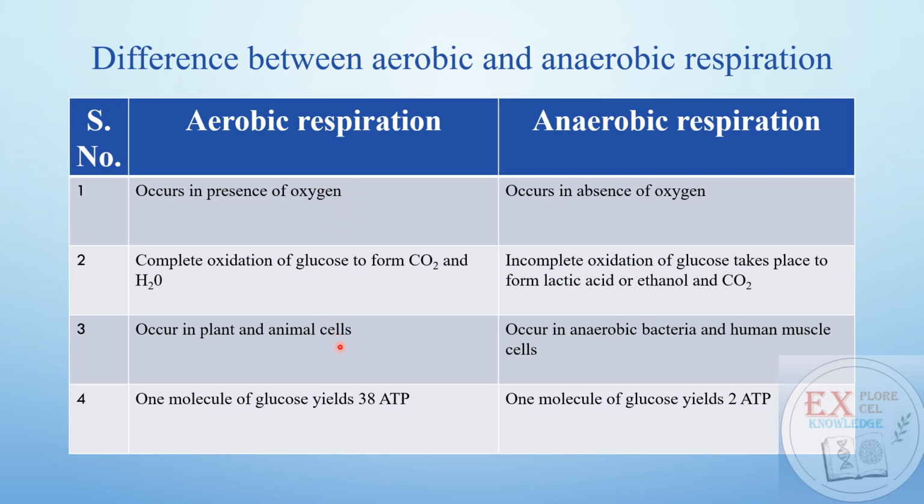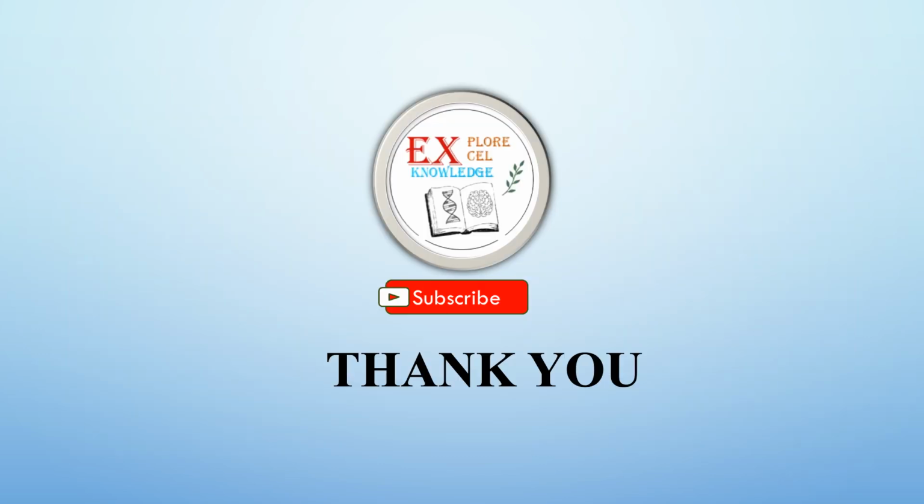Aerobic respiration takes place in animal cells and plant cells, whereas anaerobic respiration takes place in yeast, bacteria, and human muscle cells. Aerobic respiration yields 38 ATP from a single molecule of glucose, whereas in anaerobic respiration, one molecule of glucose yields 2 ATP molecules.